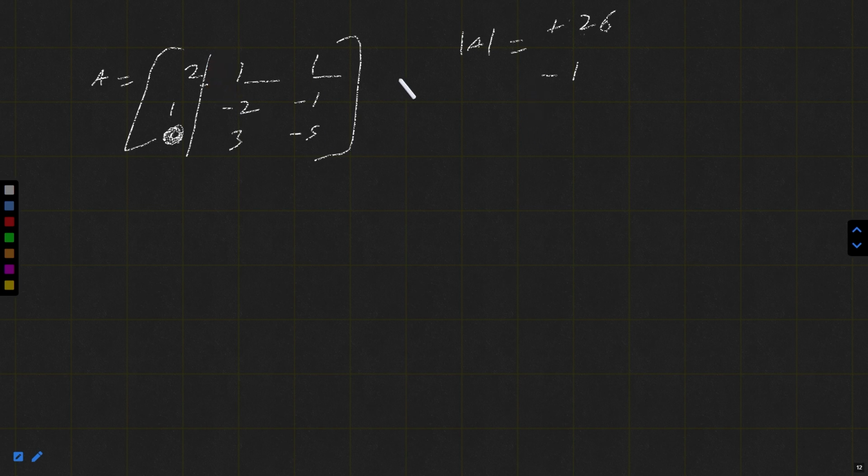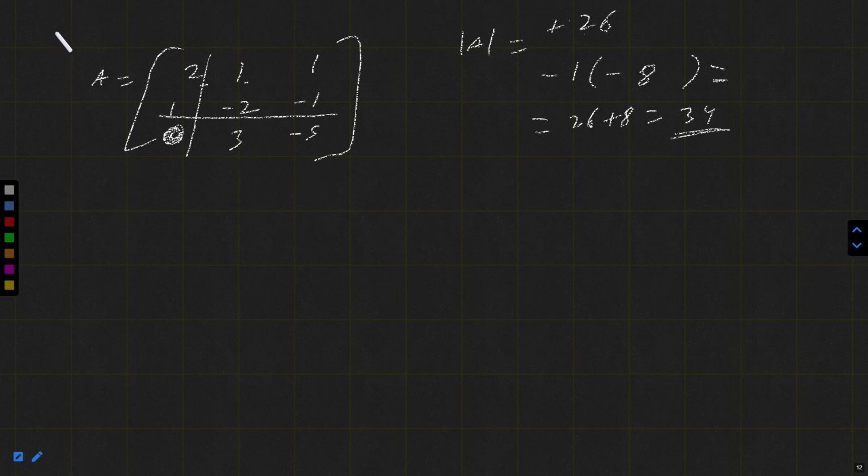Now for this I have to eliminate the second row and the first column. So it will be minus of 5, and this is going to minus 3. It will be minus 8, and minus 8 multiplied with minus 1, you will have 26 plus 8, and this will be just 34. Simple. So determinant of A will be 34. Let me write over here, determinant A will be 34.